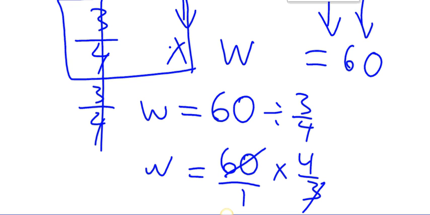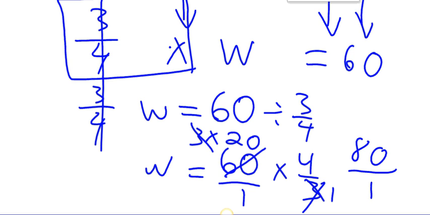I can take this 3 out, make it a 1, take a 3 out of 60, and it becomes a 20. So 20 times 3, so my 3's are crossing out there. So 20 times 4 gives me an answer of 80 over 1, and so W equals 80. So 3/4 of 80 equals 60. So far, so good.